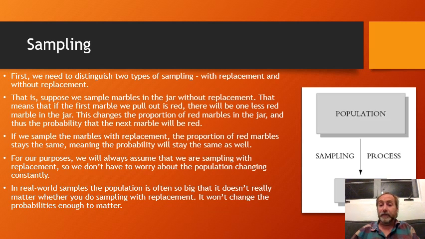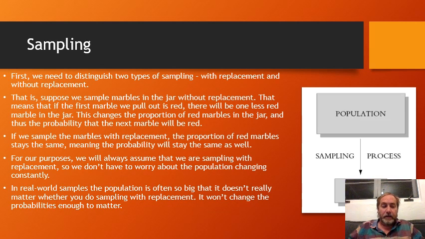Whereas with sampling with replacement, we pull the marble from the jar, it's red, throw it back in, shake up the jar. So the next pull has the exact same probabilities because the exact same marbles are in the jar. That's sampling with replacement, much simpler calculations, as you can see. So for our purposes, we're always going to assume that we're dealing with sampling with replacement. It's too complicated to worry about the population changing constantly.